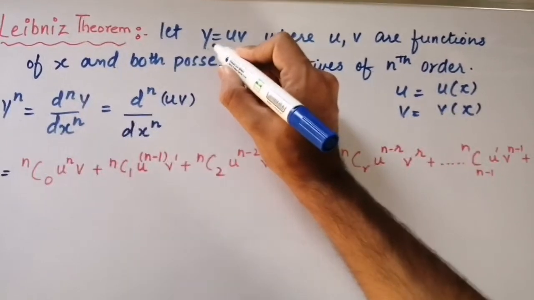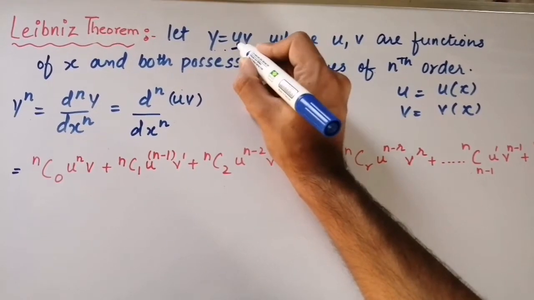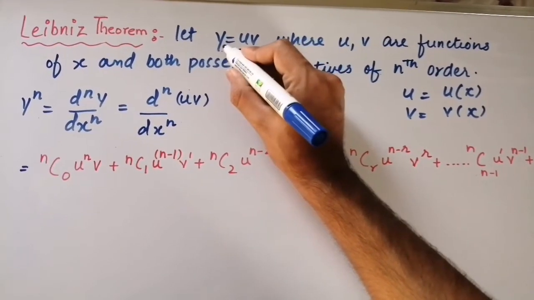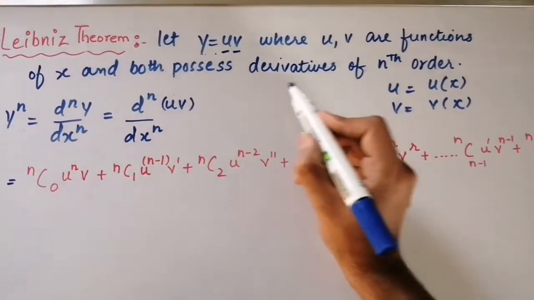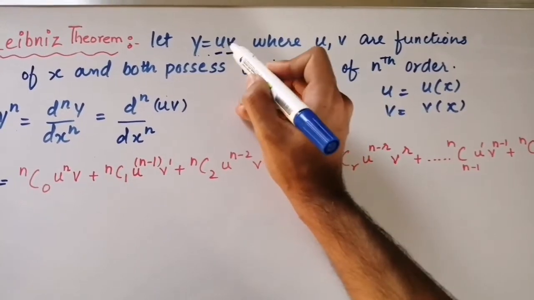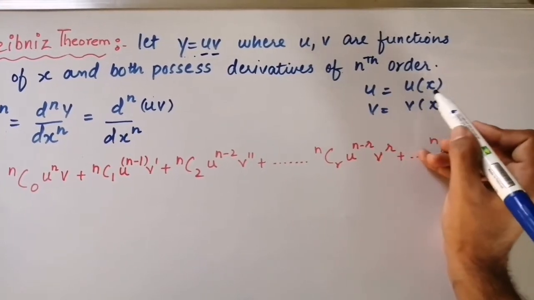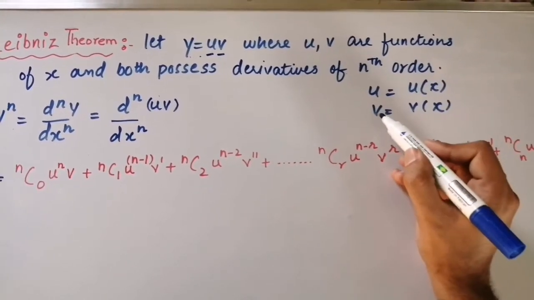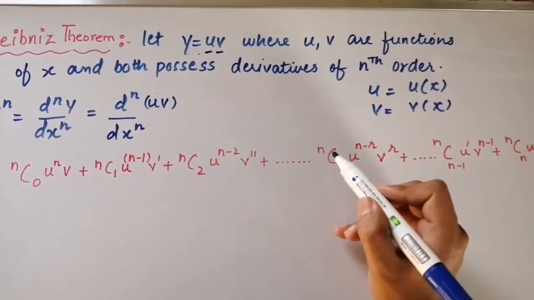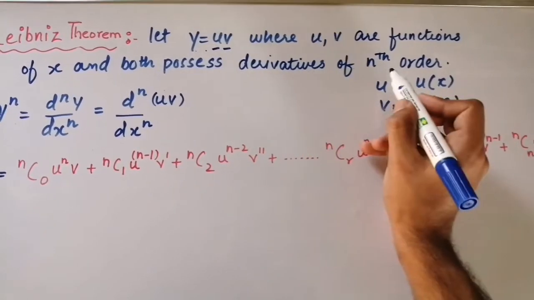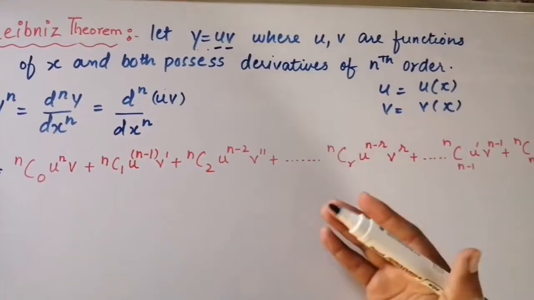Suppose we have a function y that is basically equal to two functions, one is u and the second one is v, both written in the product form. So we have a function y is equal to uv, where u and v are functions of x and both possess derivatives of nth order. Both u and v depend on x and can be written as u equal to u of x and v equal to v of x. They are not getting 0 in the first or second term, they have some nth order derivative.